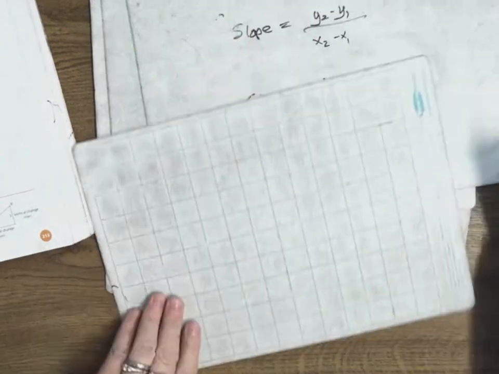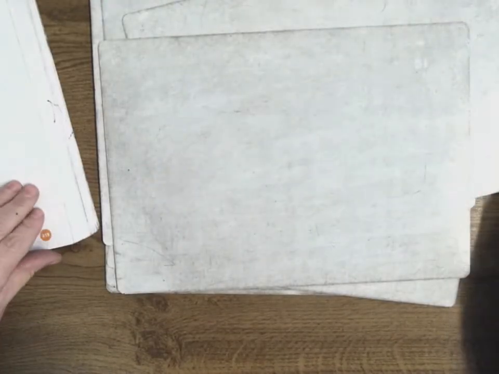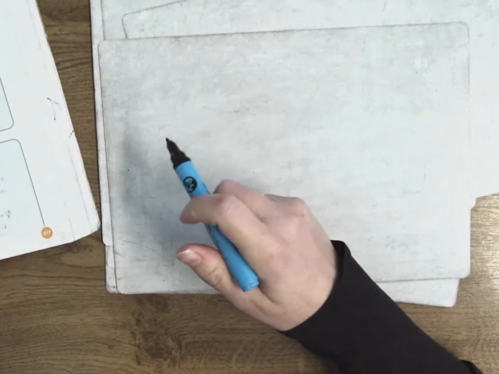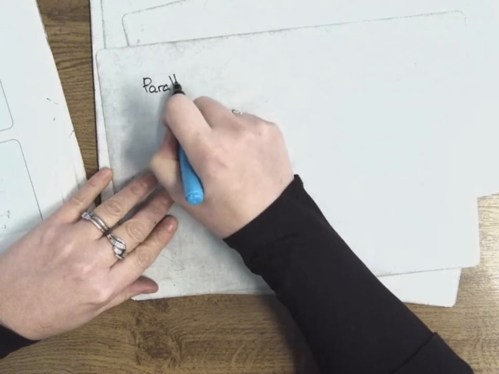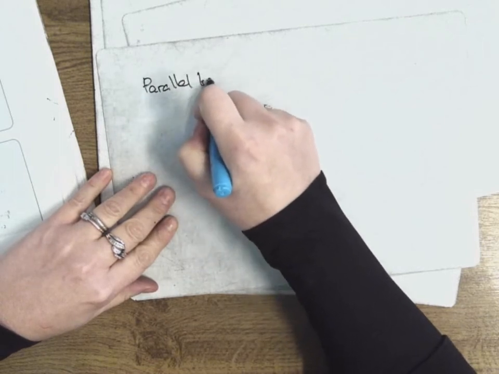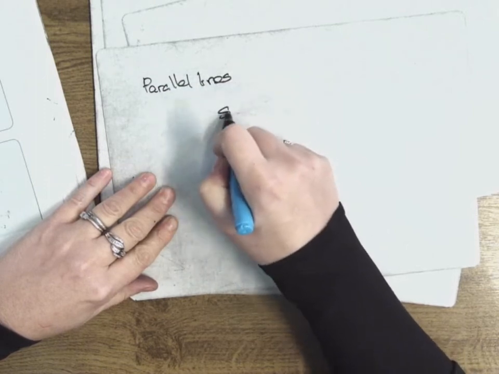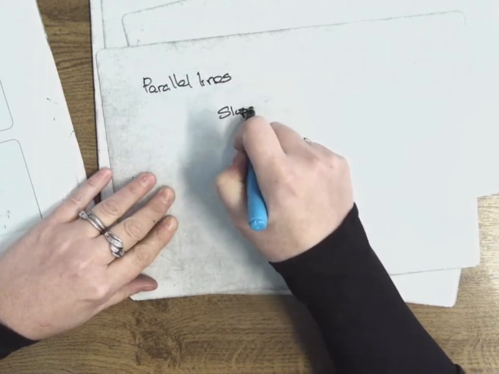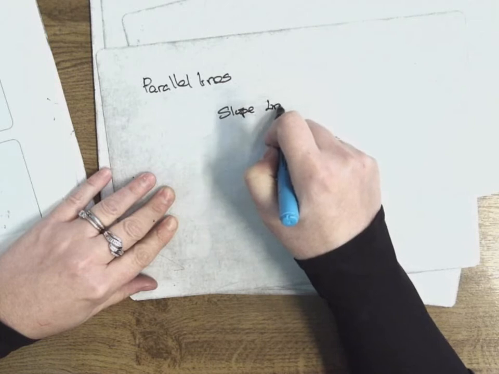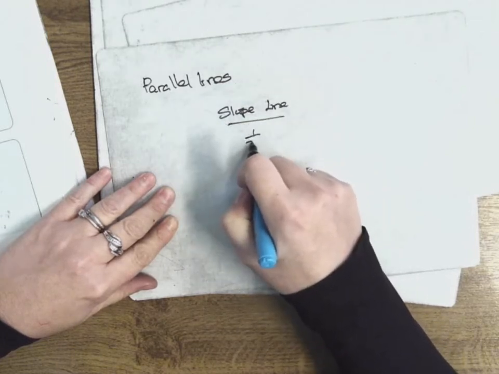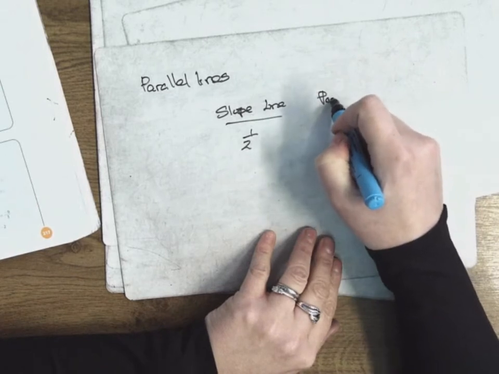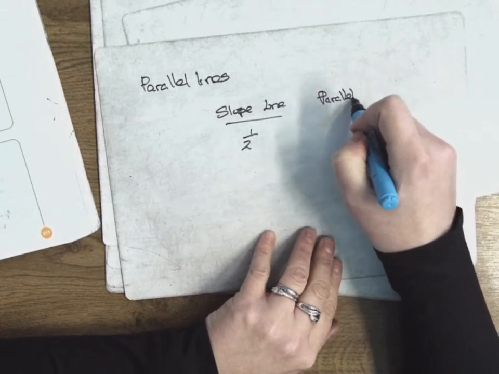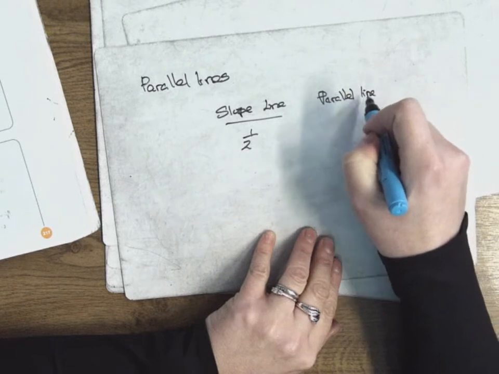Right, what else do I need to tell you about slope? Formulas. What's the story with parallel lines? They have the same slope, don't they? Right, so if I said the slope of a line is a half, and then I started talking about a parallel line, what do I know about the parallel line? It also has a slope of a half.